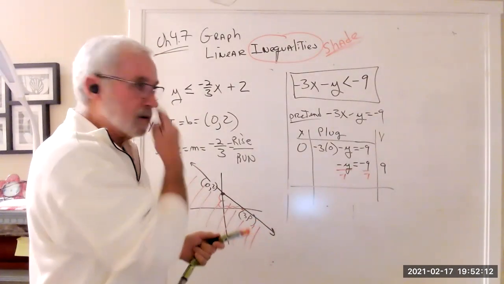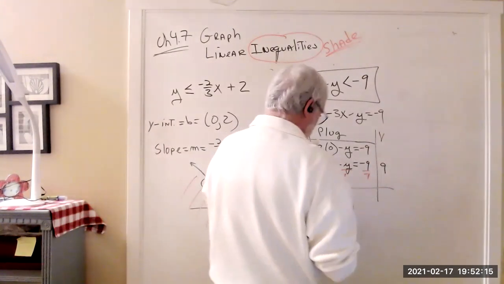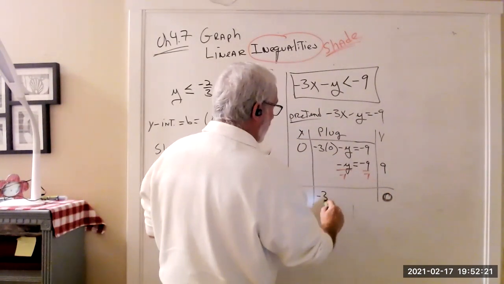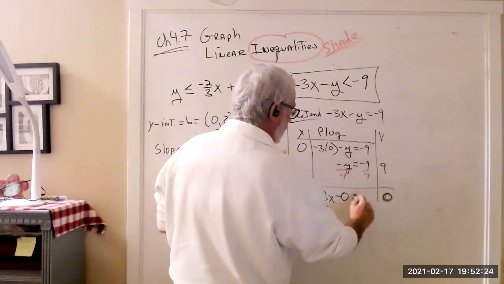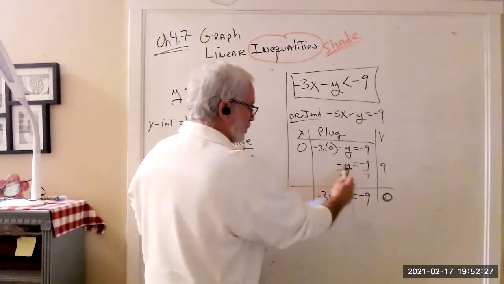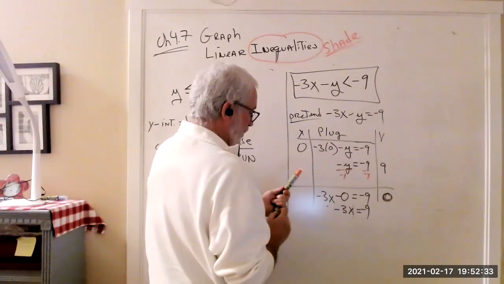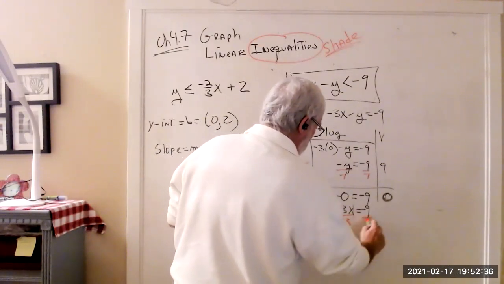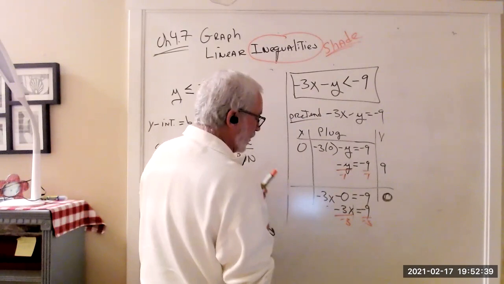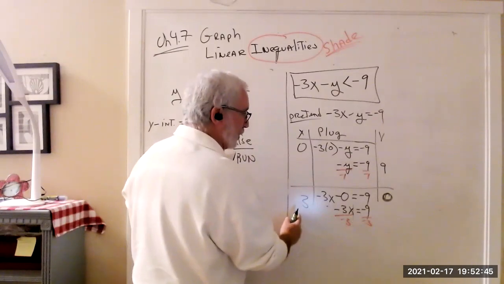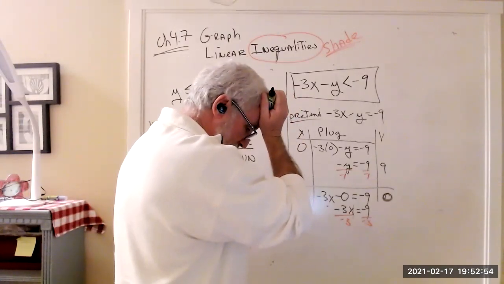Okay. Then doing the same thing, if y was worth 0, you're plugging it into this equation. So you have negative 3x minus 0 equals negative 9. But the 0 drops out, so I have negative 3x equals negative 9. Divide by negative 3. And I get x is positive 3, because negative 9 divided by negative 3 is positive 3. So I got negative 3x equals negative 9, right? Oh, right, and then you divide.